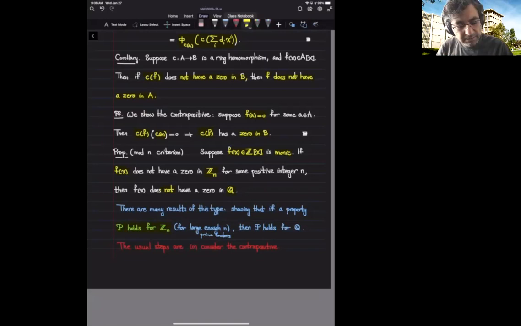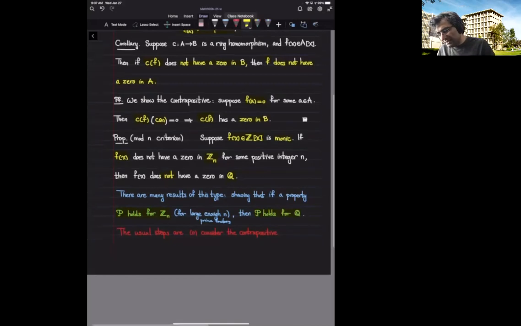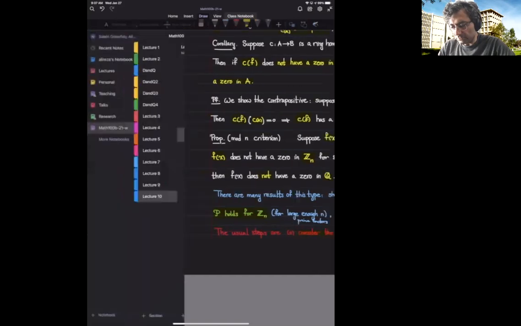So suppose that I want to show a certain property holds over Q, but the results in algebra tell me that for such a thing to be true, it's enough to show that those properties hold for Z sub n when n does not have small prime factors. And the way that we usually go about the proof of such results is focusing on the contrapositive statement. So we assume that the negation of P holds for Q, and from there we want to deduce that the negation of P holds for Z sub n when n does not have small prime factors. So the first thing we usually do is consider the contrapositive of the statement. And then what do we do next?